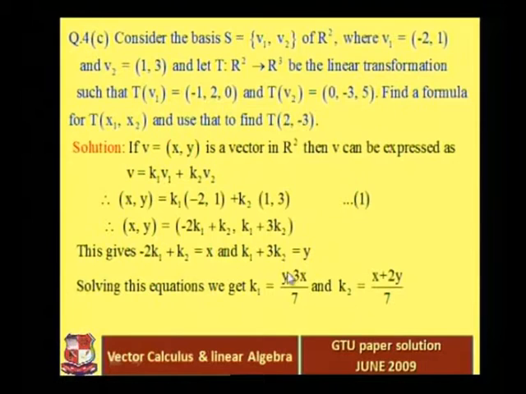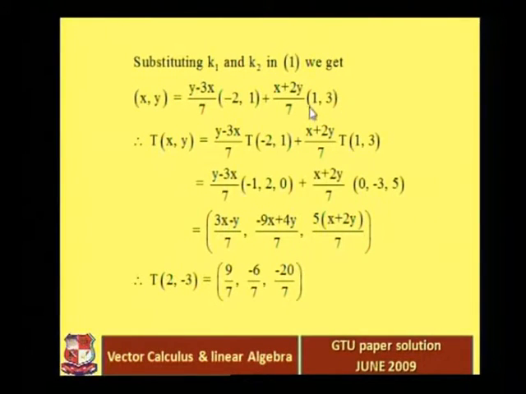Now put these values of K1 and K2 in equation 1. So equation 1 becomes T of (x, y) equal to (y minus 3x) upon 7 into T of (minus 2, 1) plus (x plus 2y) upon 7 into T of (1, 3). So (y minus 3x) upon 7 times T of (minus 2, 1), that is (minus 1, 2, 0), plus (x plus 2y) upon 7 times (0, minus 3, 5).